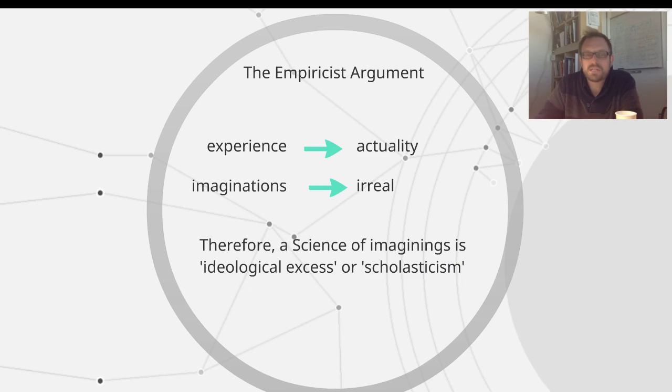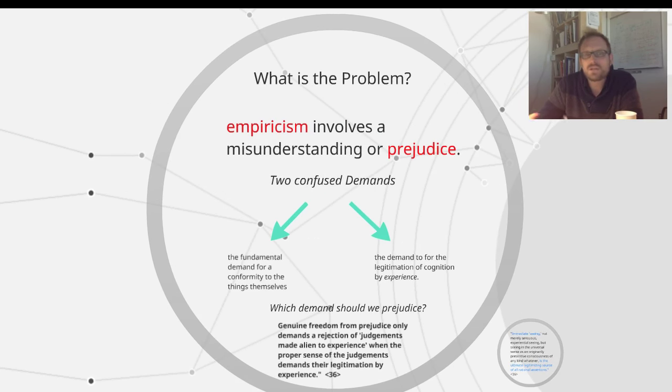It's out of control. It's an excess of sorts. Now, what's the problem from Husserl's perspective? Well, empiricism, he thinks, involves a misunderstanding or a prejudice. By prejudice, he only means that we value something more than another, or that we're misunderstanding. We don't really know what we're valuing.